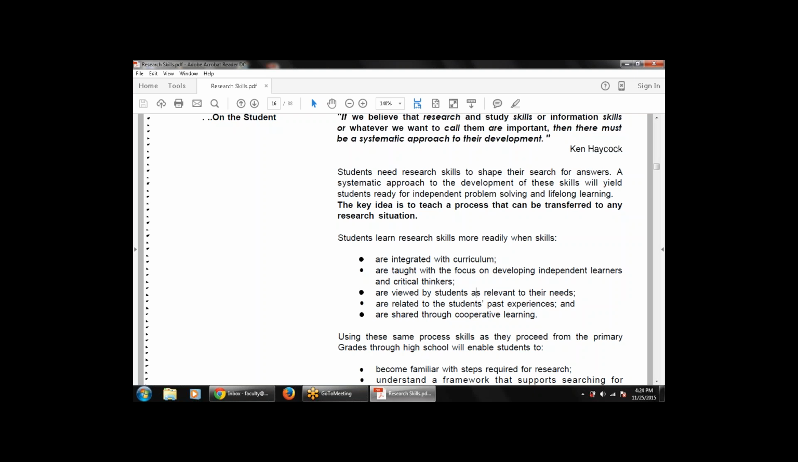So these are the various points that say that students learn research skills more readily, or more frequently and actively, when the skills are integrated with the curriculum, when skills are taught with a focus on developing independent learners, when skills are viewed by the students as their needs, when skills are related to the students' past experiences, and when they are shared through cooperative learning. Cooperative learning is also a main part by which the students gain the most.